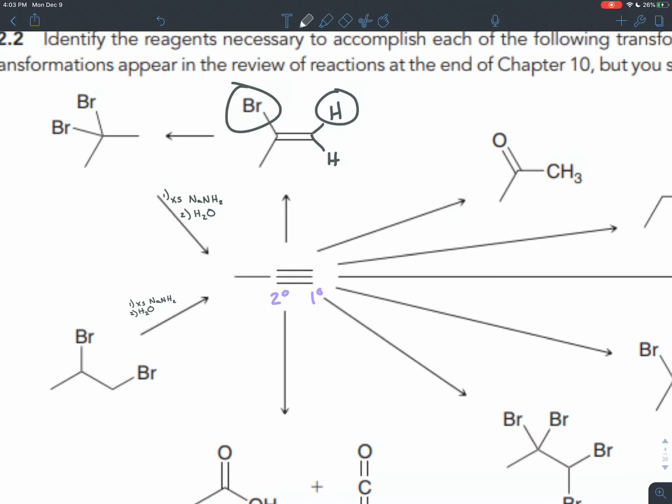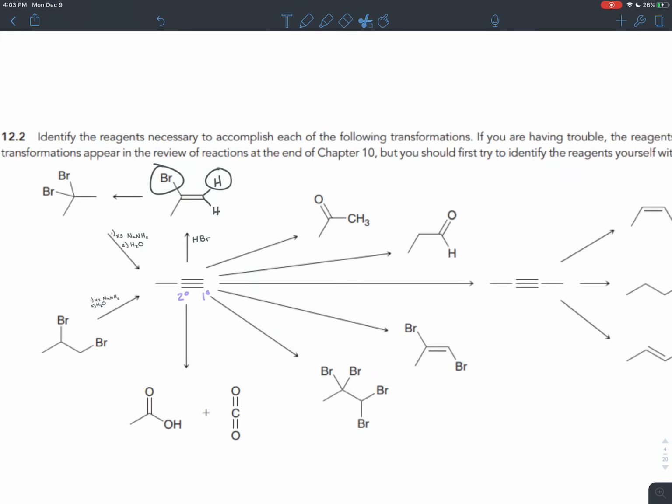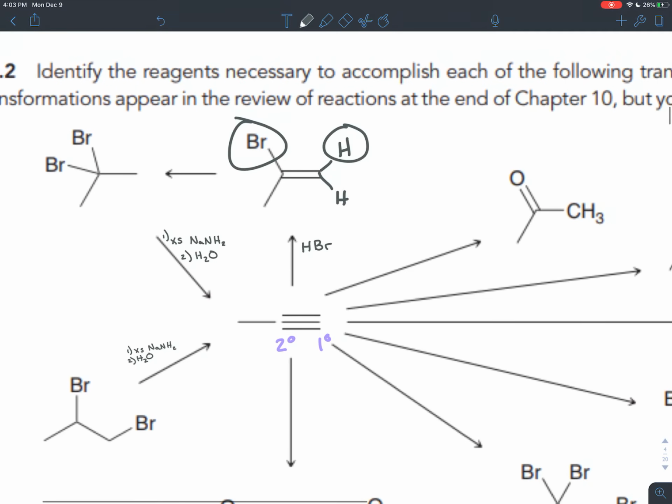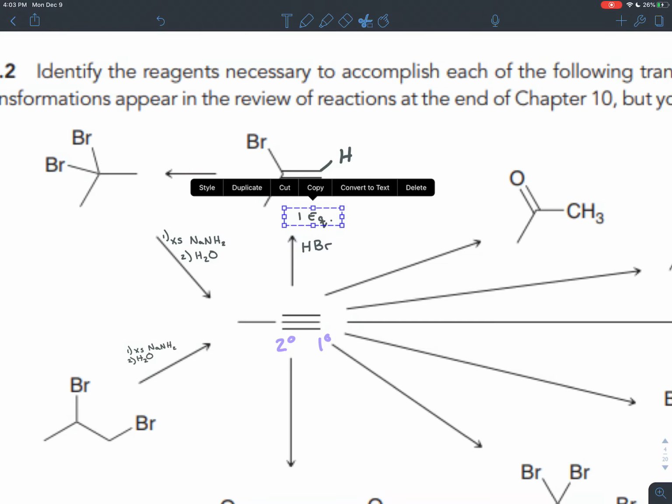And in Markovnikov addition, to add H and Br, all you do is add HBr. You don't have to add peroxides. Adding peroxides would give you the H and the Br, but where the H would add on the more substituted carbon, and the bromine would add on the less. So that's what you'd get if you used peroxides. But if you just want this molecule, which has the H on the less substituted carbon, then you just add HBr. Crucially, you would just add 1 equivalent of HBr. So you wouldn't add excess.